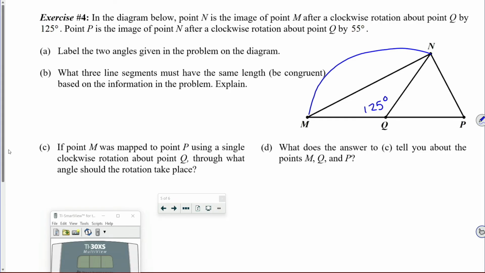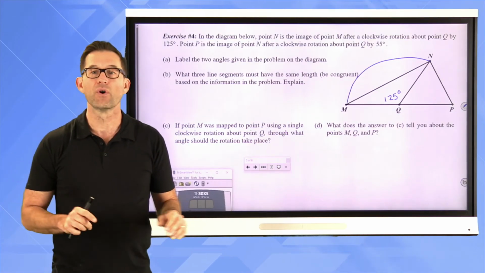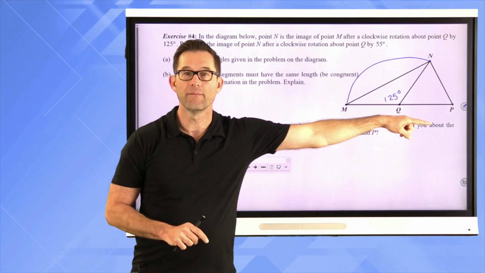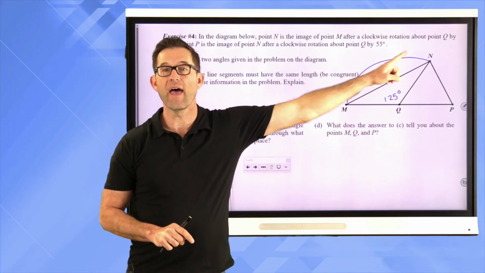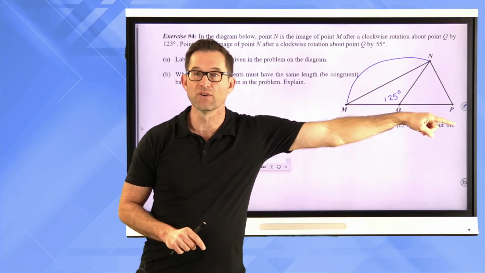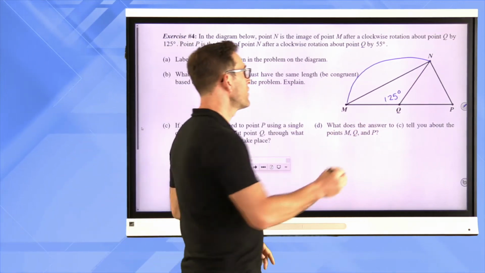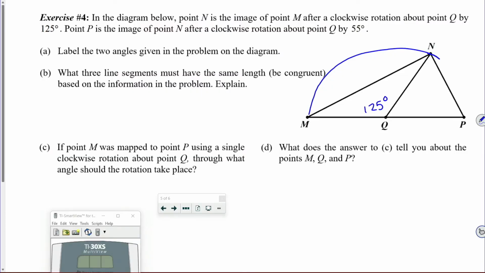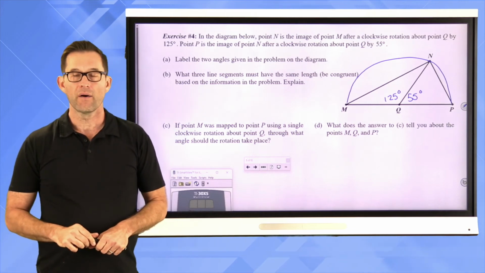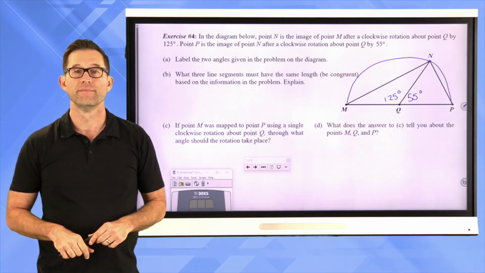Okay. Now, we're also told that point P is the image of point N after a clockwise rotation about point Q, again by 55 degrees. So in other words, if we just kept on drawing our circle, that would be that 55 degree angle. All right, let's take a look at letter B.